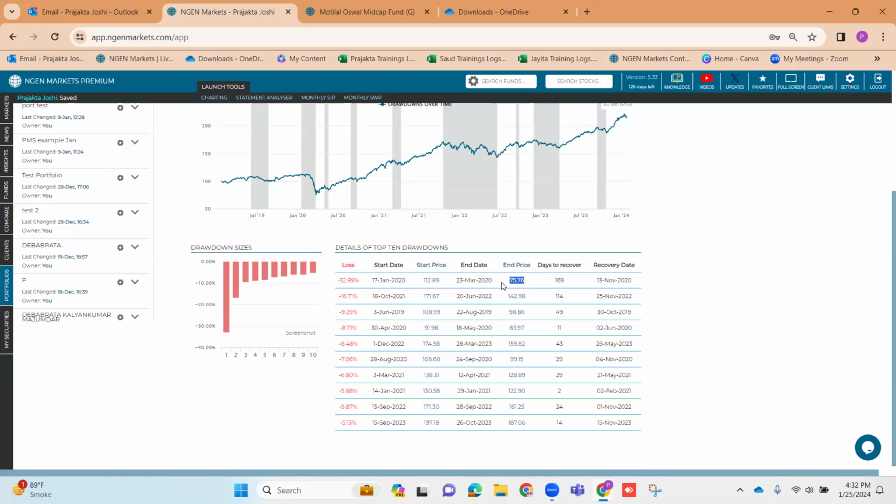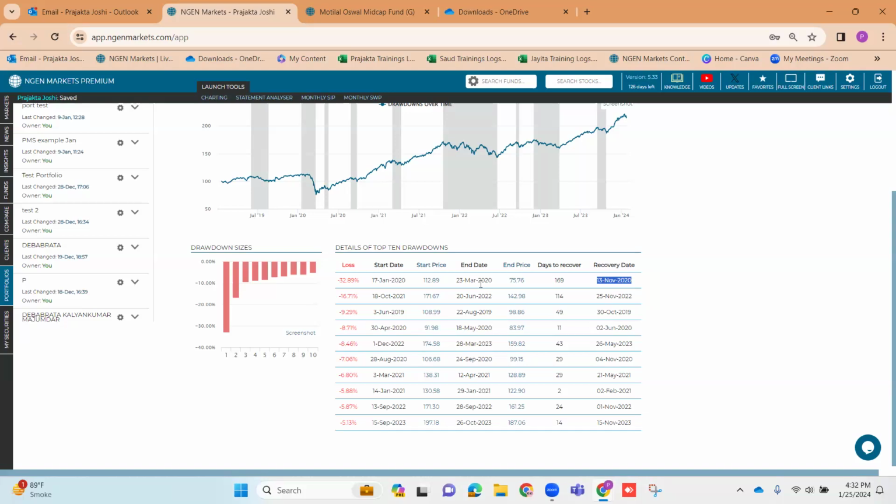After falling so much, about 30 odd percent, the portfolio next took 169 working days to recover this loss in entirety, right? So 169 days after what? After this end price. Okay, so what happened after these 169 days? That happens to be on 13th of November 2020. This is 169 days after 23rd of March 2020, which is the end date.